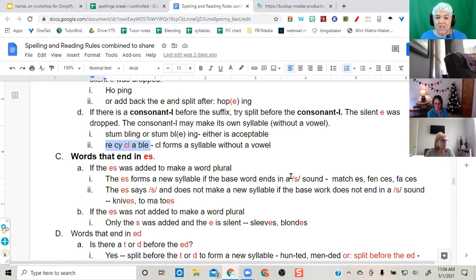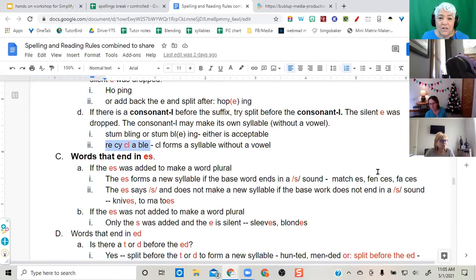So matches, fences, faces. It adds an extra syllable. The ES adds a syllable. And I don't care whether you split it like fences or fence-es.